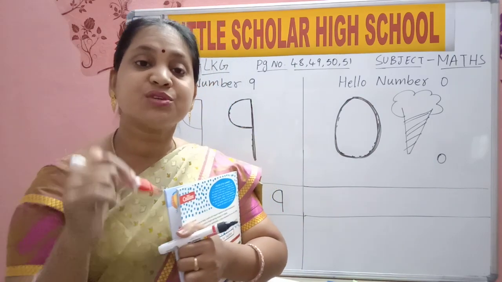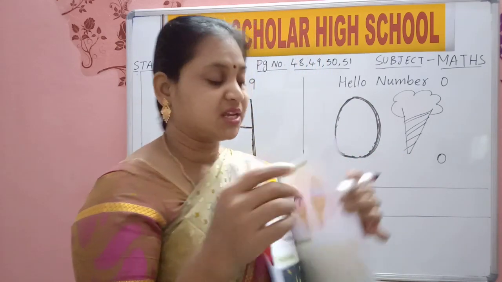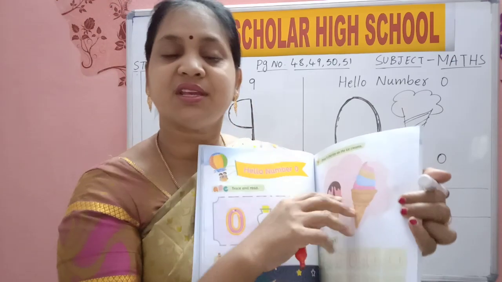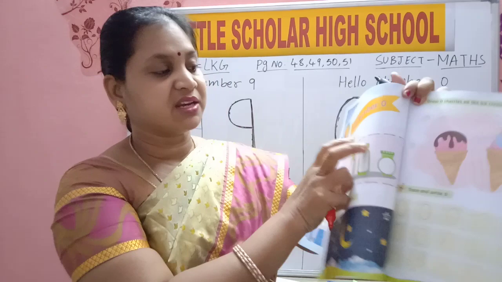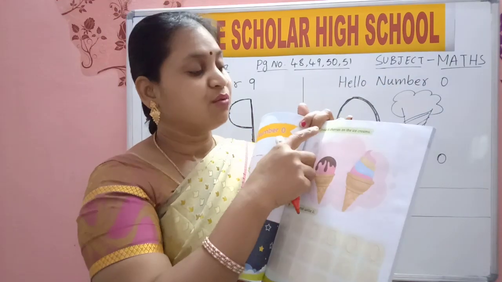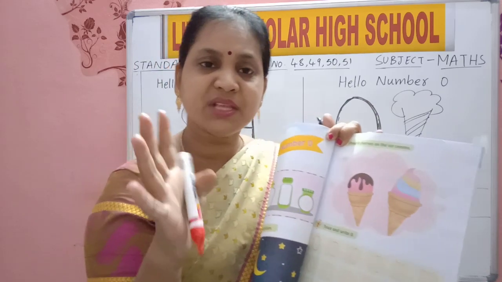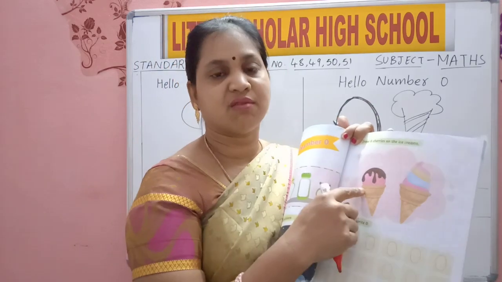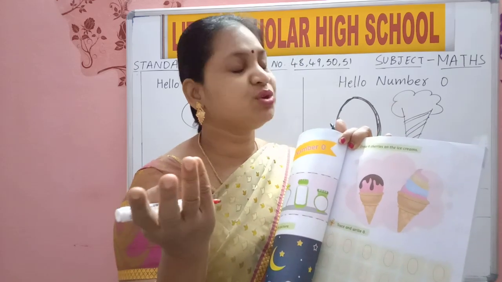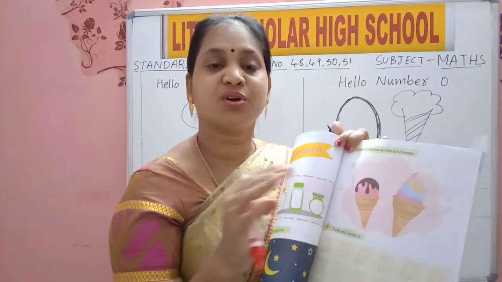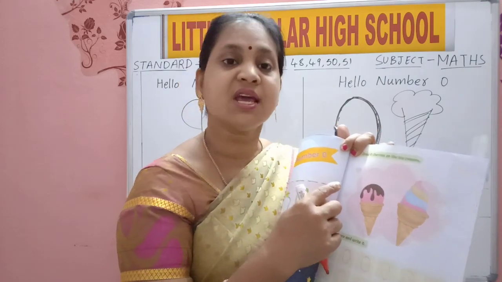But here they asked you to draw 0 cherries. What did they ask you to draw? 0 cherries means you should not draw any cherries on these ice creams. Here you can see 2 ice creams given. What did they tell you? Draw 0 cherries on the ice cream. 0 means nothing. 1 means we'll draw 1, 2 means we'll draw 2. But 0 means nothing, so you should not draw any cherry on this ice cream.